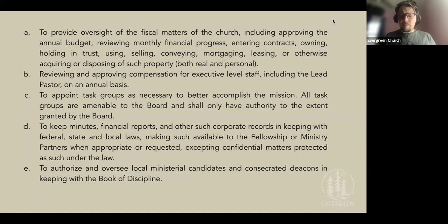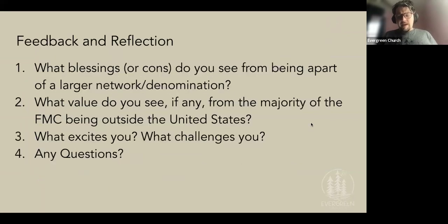Our board members have a 3-year term, and we can also invite people to serve in a voice but no vote role if we feel that that's appropriate. But this is the work of our board. And so I'm going to pause here.